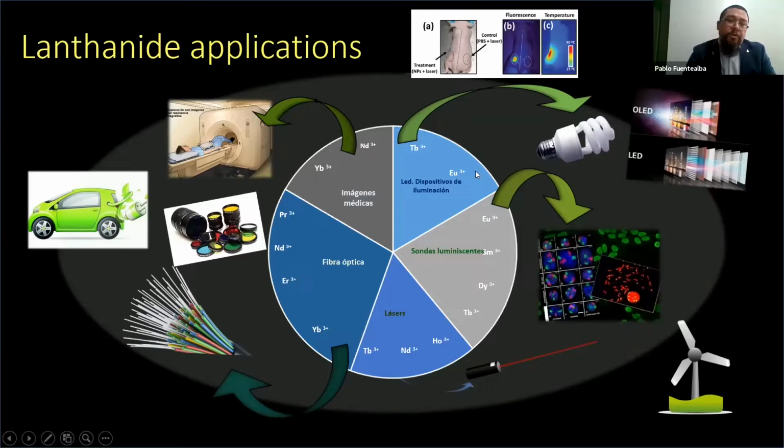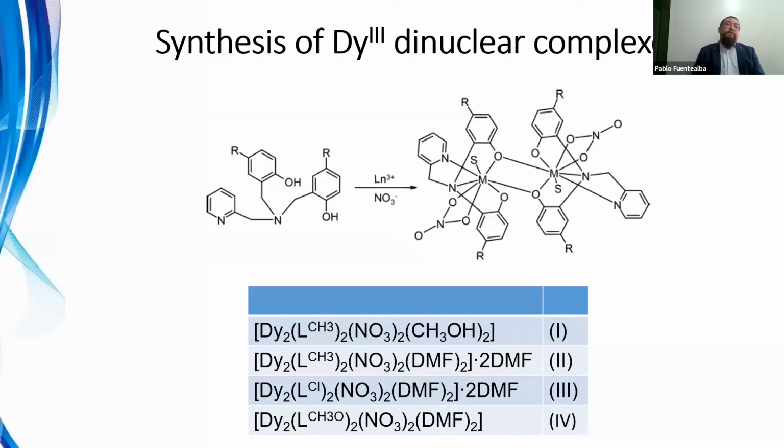But today I will show you mainly our research based on lanthanide 3+ emitters, looking forward to achieving white light emitters in a single component. In order to achieve this, we have done the synthesis and characterization of a family of dinuclear complexes, and we have been working with 3 main lanthanide cations. I will begin with dysprosium 3+ species that show one of the interesting results.